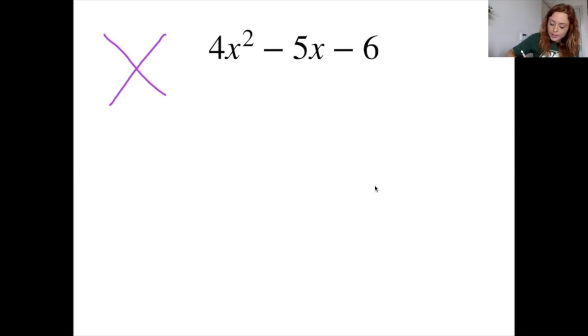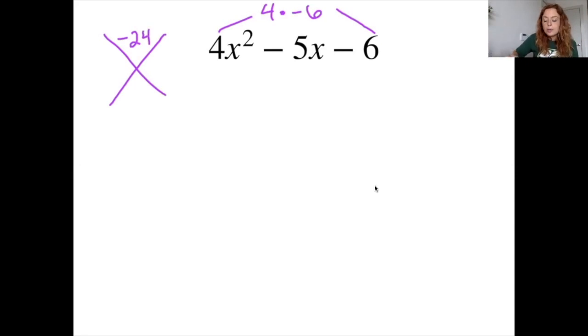So we're going to multiply a times c. So this time that is 4 times negative 6. Well, 4 times negative 6 gives me a negative 24.